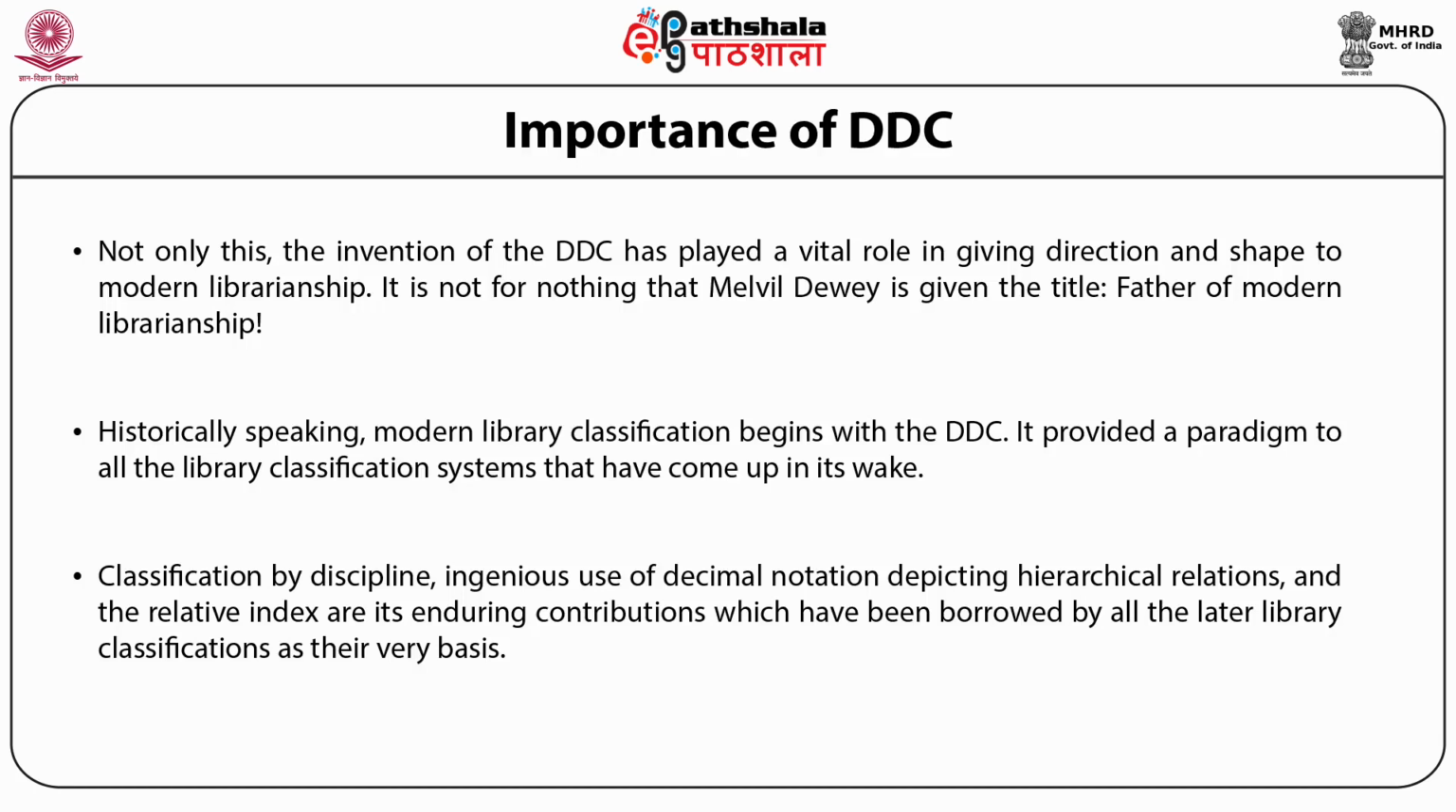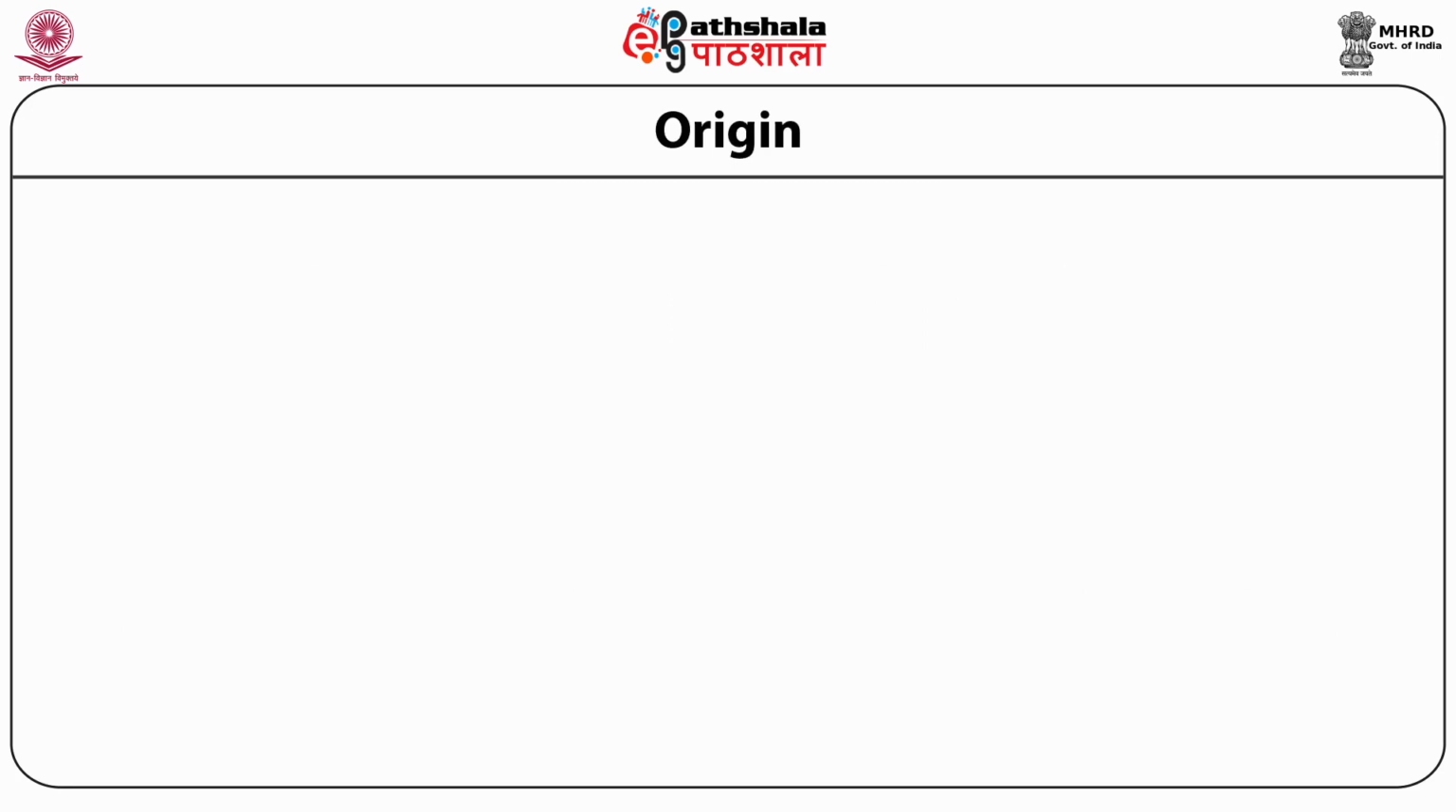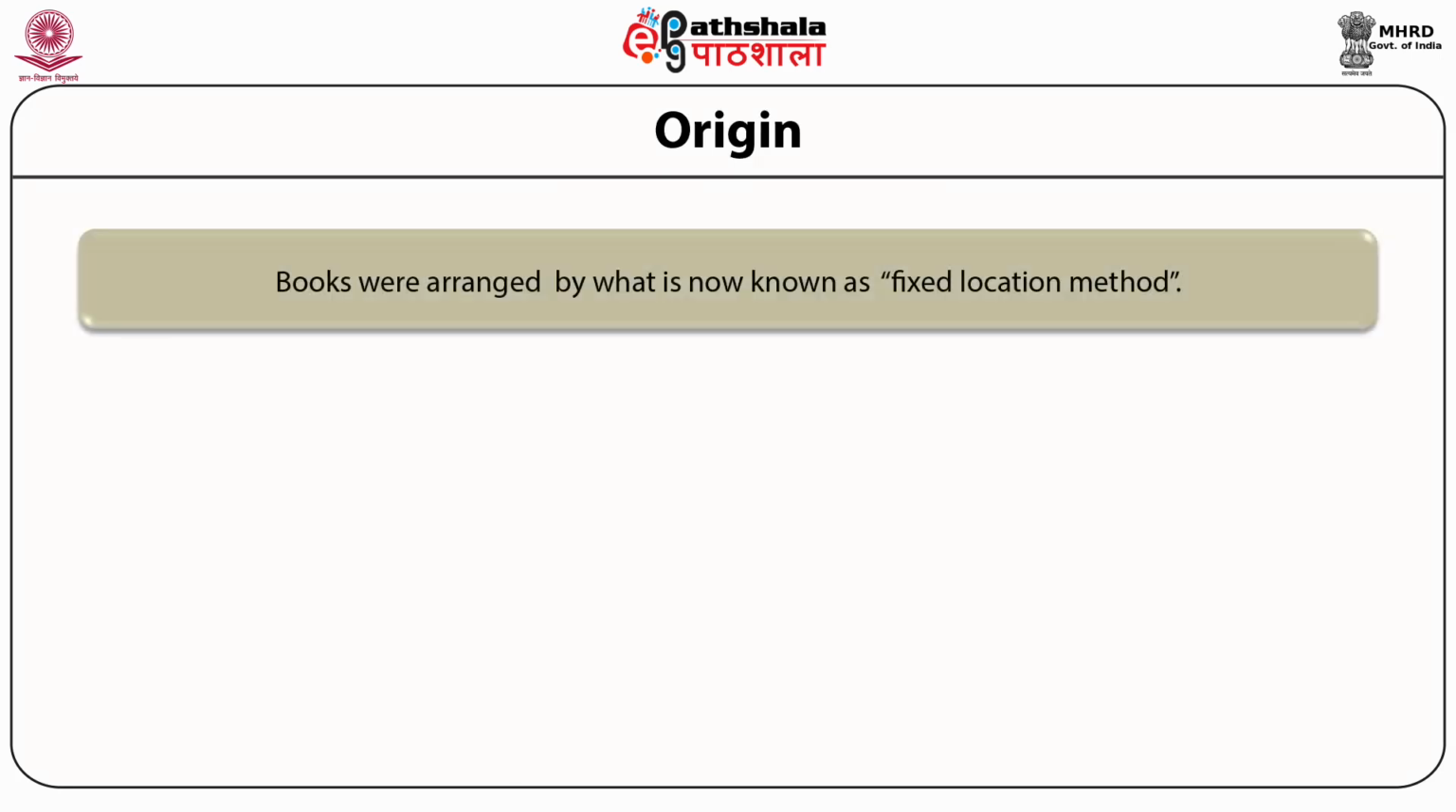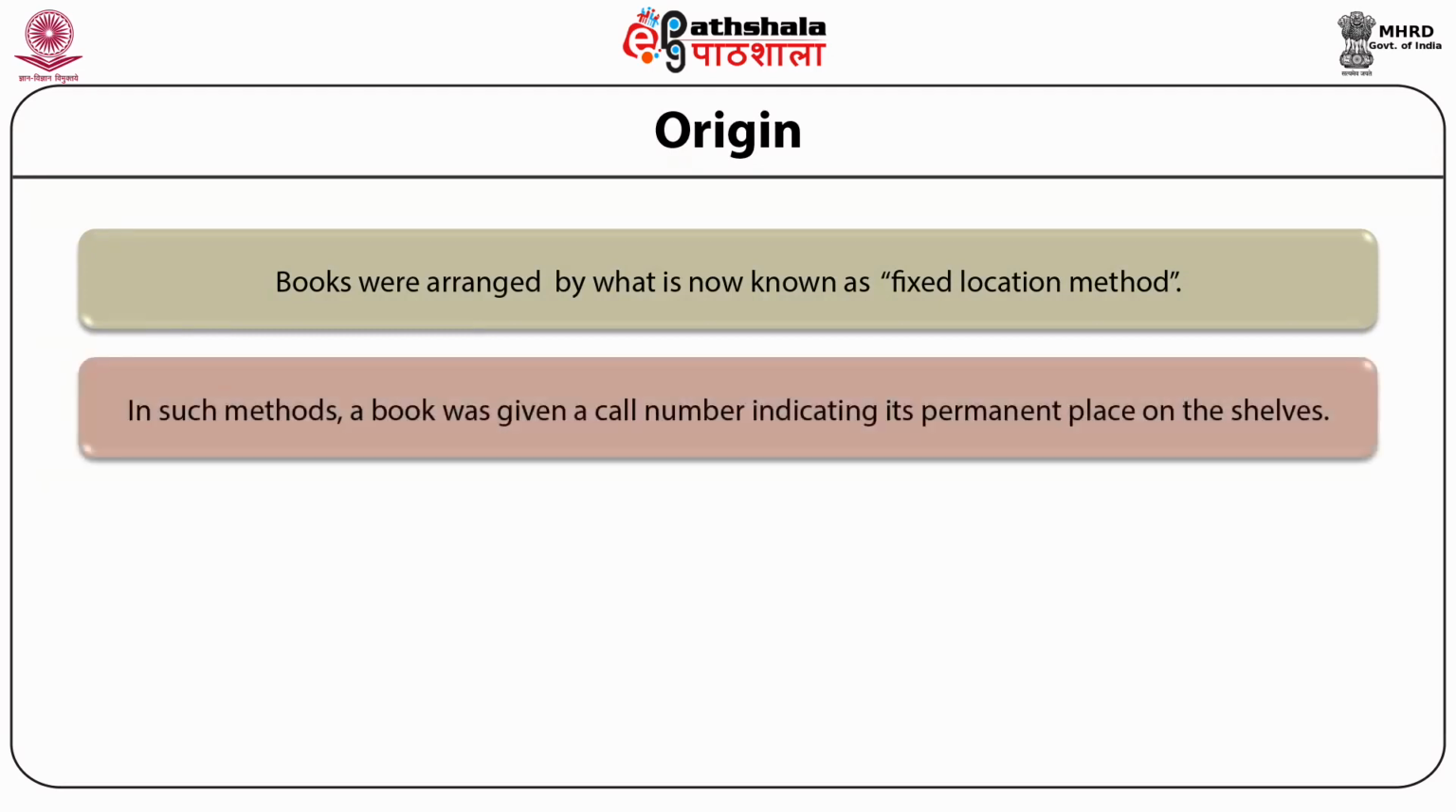Moreover, this Dewey Decimal Classification has influenced the management of modern libraries in many ways. Before Melville Dewey, books were arranged by what is now known as fixed location methods. In such methods, a book was given a call number indicating its permanent place on the shelves.